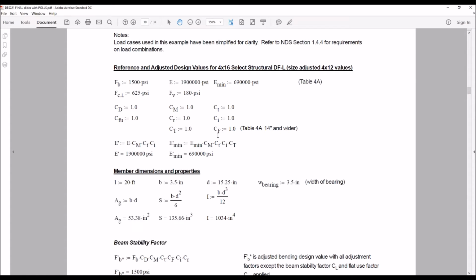And then the C sub F is the size factor, and that's also in Table 4A, where we can find that. And for a beam that's 14 inches and wider, like we have, the size factor is equal to 1.0.